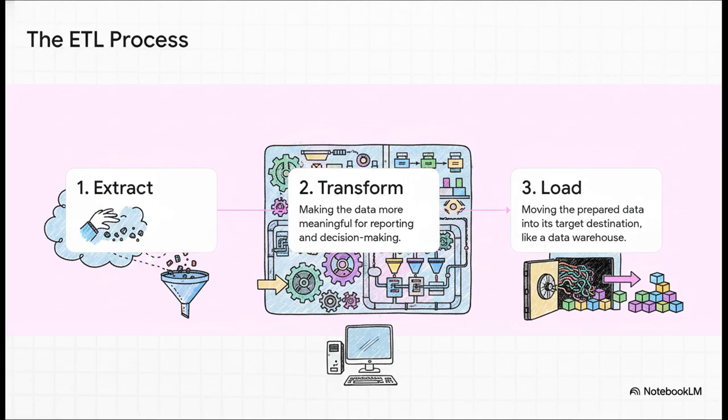We call it ETL. It stands for Extract, Transform, and Load. First, you extract the data from wherever it lives. Then comes the crucial transform step, which is where you clean it, reshape it, and get it all ready. And finally, you load that polished, analysis-ready data into its final home, like a data warehouse.